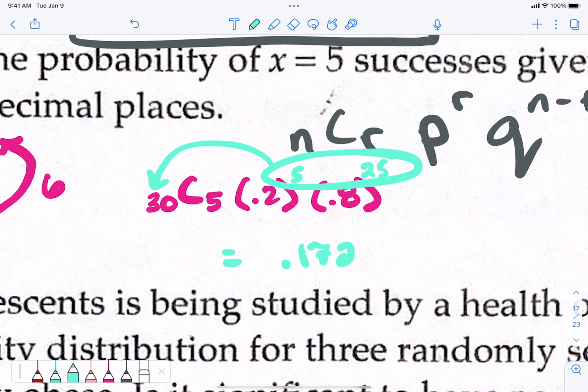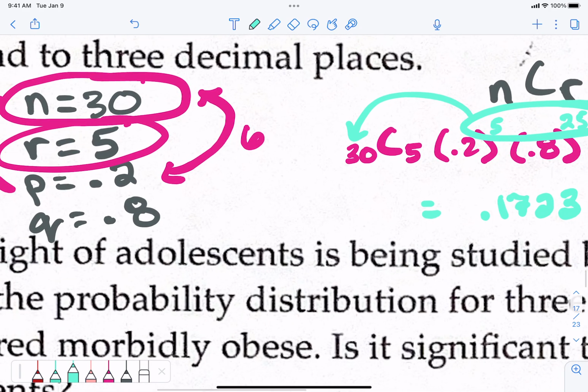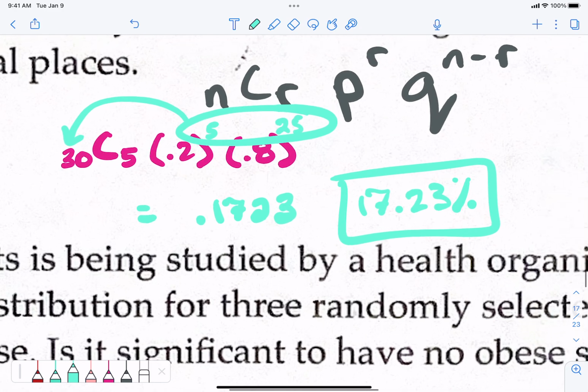0.1723. That as a percentage is 17.23%. Is that a low percentage, a high percentage, a decent one? It's a decent percentage, right? Like 17% is a decent chance of it happening, right? Which we said was probably true. If their average is 6, the chances of me getting 5, yeah, that's reasonable.